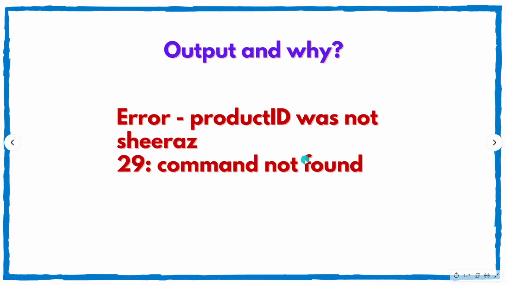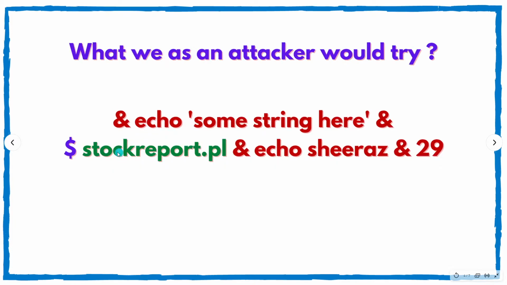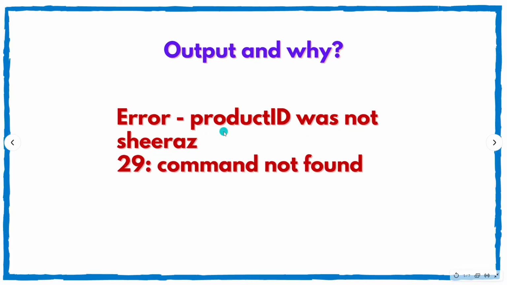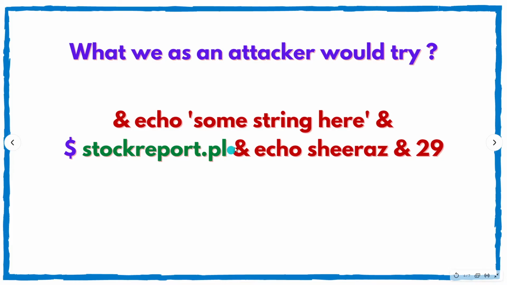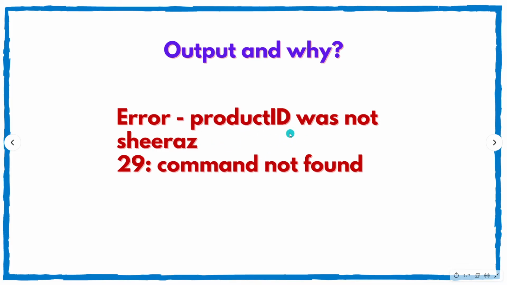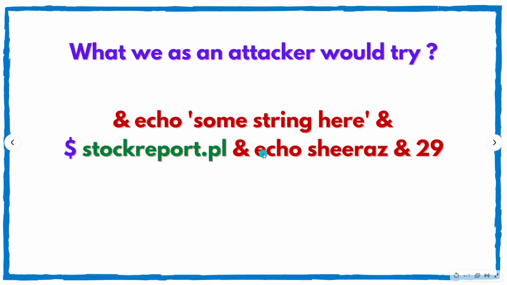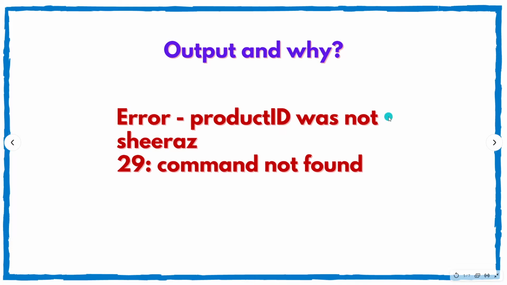After this, let's see the output. So I tried this before, and this is the output that we got as expected. So error, because the first command, this script expects us to give it two numbers, and product ID was not given to it. Because if we had given a number over here and then gave echo Shiraz and something, then we won't get this error. But in this case, we don't have a product ID. That's why it threw an error.